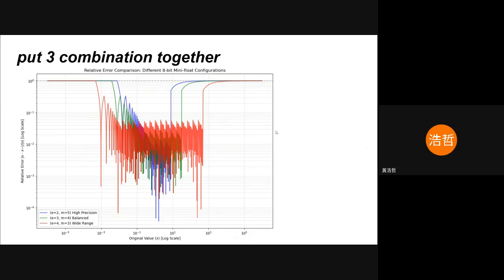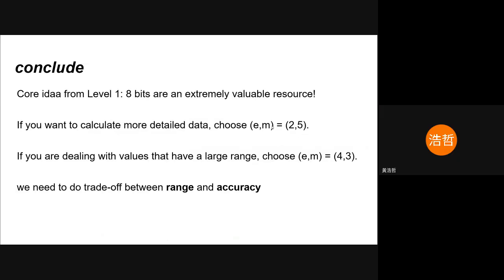Okay, we go to the conclusion. We only got 8 bits, so the resources are very little. So if you want to calculate detailed data, you choose exponent equal to 2, mantissa equal to 5. But if you want to deal with values with a large range, choose exponent equal to 4, mantissa equal to 3. So we need to trade off between range and accuracy.